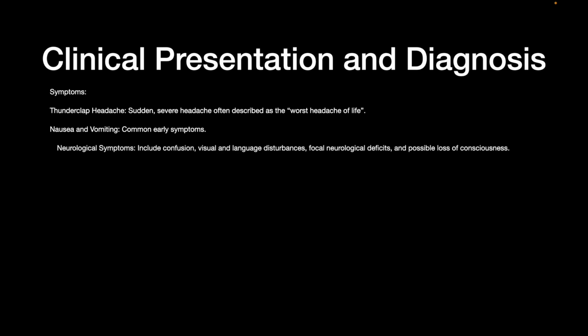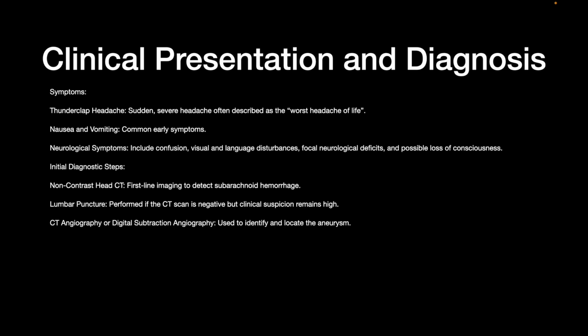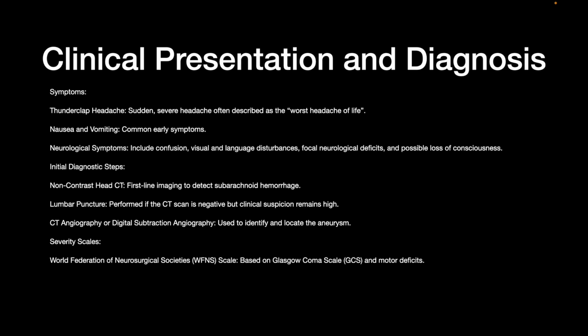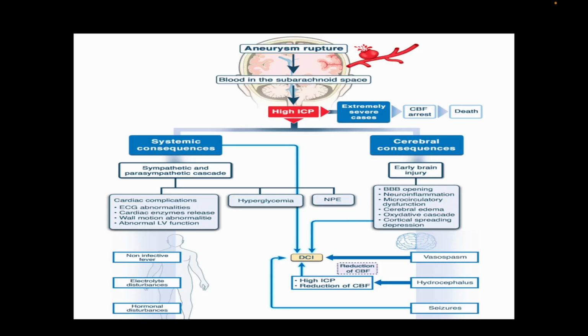The clinical presentation: the symptoms are very classical. The thunderclap headache, the worst headache of life, nausea, vomiting, and neurological features like confusion, vision abnormalities, focal deficits. The initial diagnostic step is a non-contrast CT. Then you do a lumbar puncture if the CT is negative but clinical suspicion still remains high. CT angio is used to localize the aneurysm. The severity scales used are the World Federation of Neurosurgical Societies scale, GCS, Hunt and Hess scoring, and the Fisher scale. All these help us in quantifying the severity of the disease.